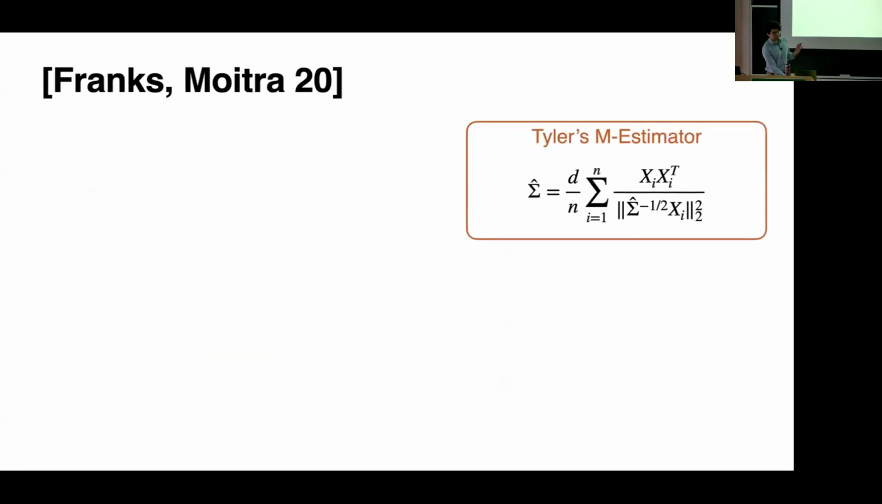I haven't defined the estimator yet. This is the first time. So this is an equation satisfied by the estimator. Sigma is the shape matrix. Sigma hat is the solution to this equation.